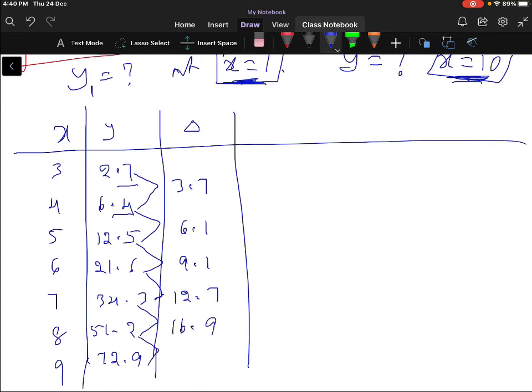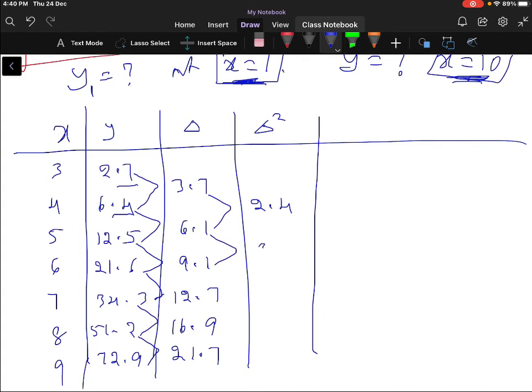15.2 minus 34.3 is 16.9. 72.9 minus 15.2 is 21.7. So let us construct the second forward or backward differences.